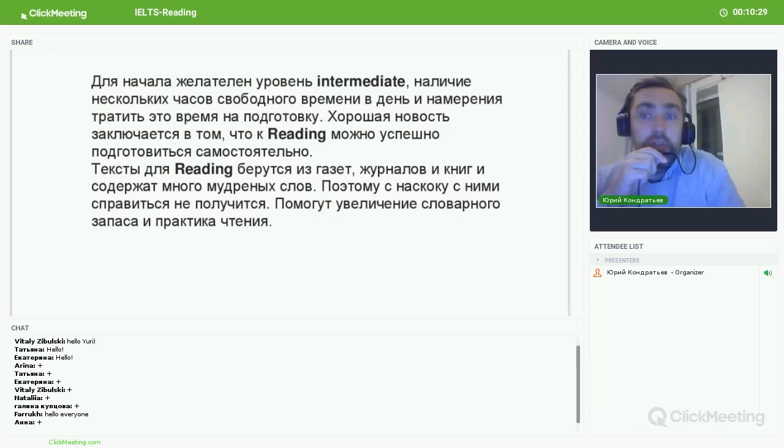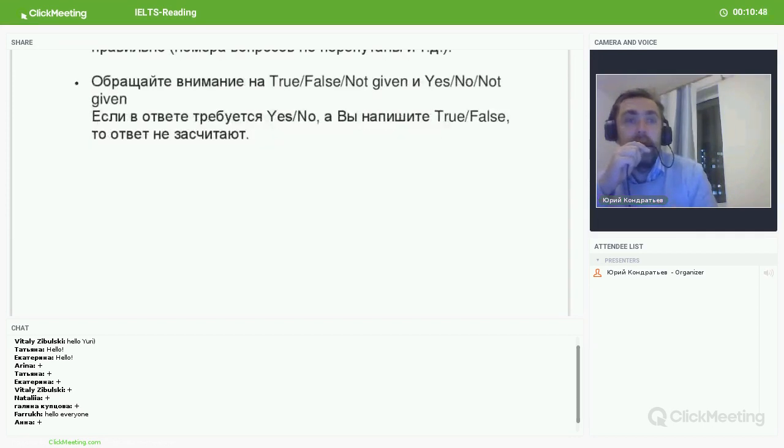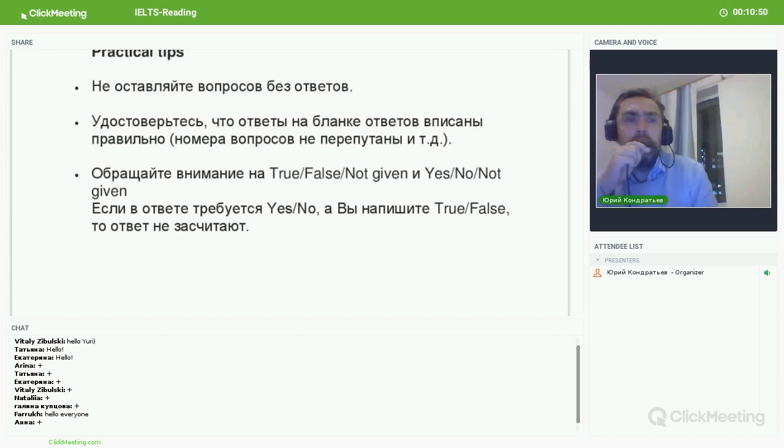Then reading can be done on your own. You can prepare yourself. The reading texts are taken from newspapers, magazines and books, and they contain a lot of tricky words. But if you increase your vocabulary, this will help you cope with the reading test.